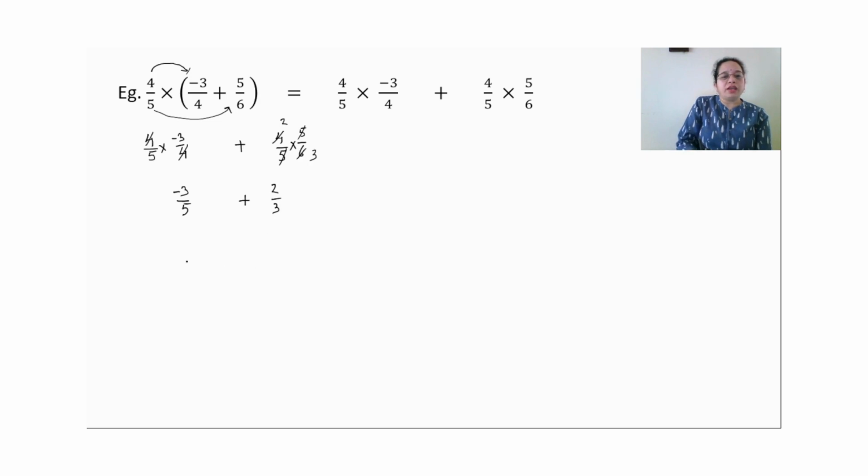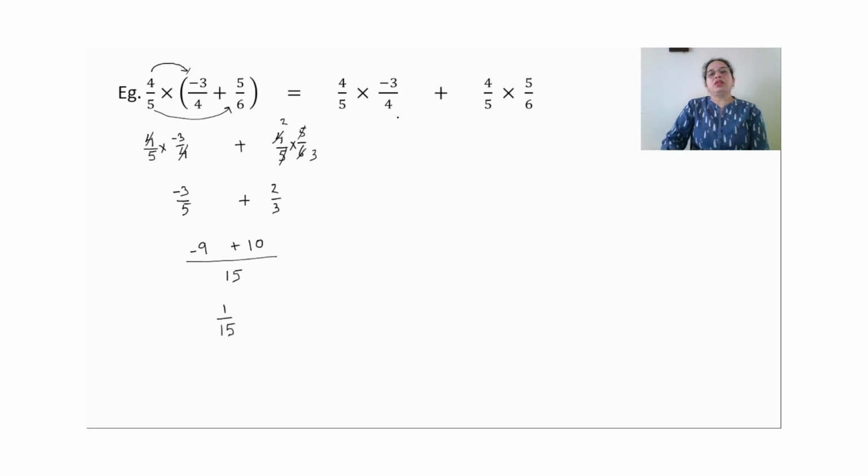Now we need to take LCM. Your LCM will be 15. Now recite the table of 5. 5 3s are 15, 3 3s are 9 and with minus sign. Plus 3 5s are 15, 5 2s are 10. Now use the integer concept. Minus 9 plus 10 will give you 1 upon 15.